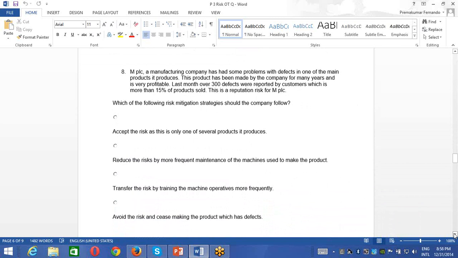Now that's a very, very tricky question. Because as you rightly said, it can be on two items. The company has some problems with defects in one of the main products it produces. This product has been made by the company for many years and is very profitable. Last month, over 300 defects were reported by customers, which is more than 15% of products sold. This is a reputation risk. Now, you have a clue here: this product has been made by the company for many years. So that means the product had been produced for many years.